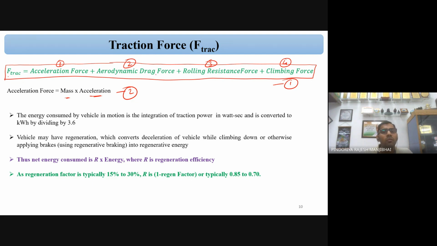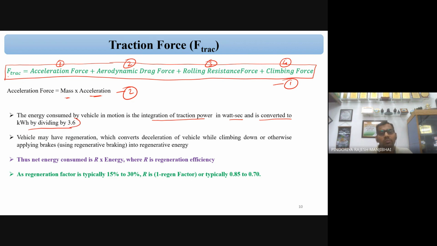So all these forces we already calculated in the last class. So what is the formula for each force? And for the acceleration force, that is mass into acceleration, correct? The energy consumed by the vehicle in motion is the integration of the traction power in watt-seconds, and it is converted to kilowatt-hours by dividing by 3.6.